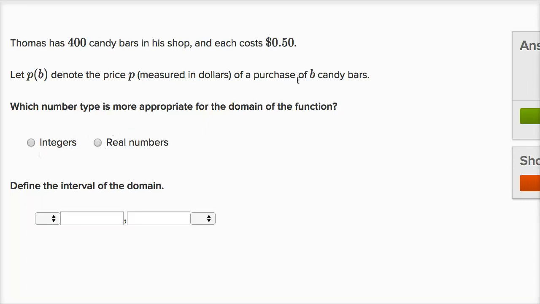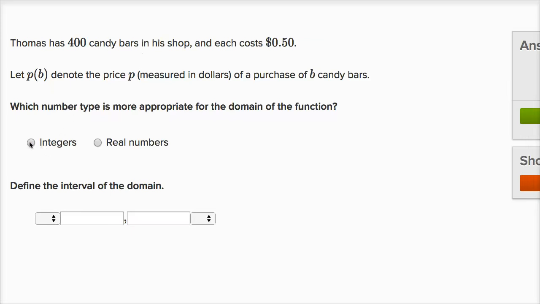So B could be 0 candy bars, 1 candy bar, 2 candy bars, all the way up to 400 candy bars. Could I have a fraction? Could B be 0.372 of a candy bar? Well, if this is a normal candy shop, each candy bar is going to be in its own packet, in a discrete chunk. You're not going to be able to buy 0.372 of a candy bar. You're either going to buy one more or none more. So you're going to buy 0, 1, 2, 3, all the way up to 400.